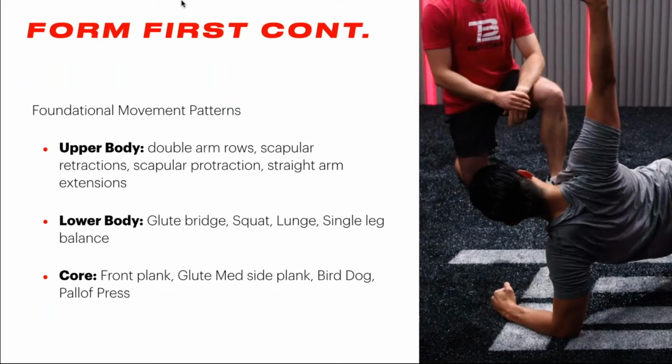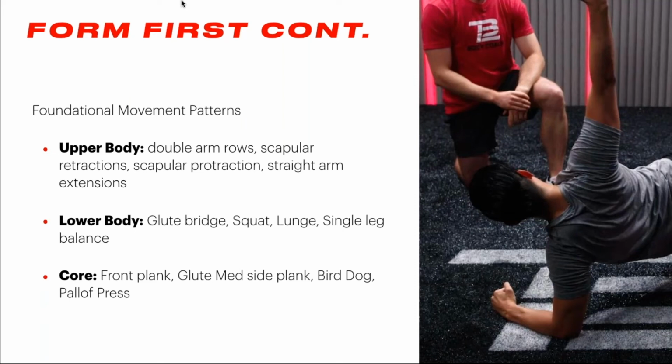If it's upper body, it's going to be looking at double arm rows and scapular retractions for scapular engagement. Are we looking at scapular protraction and being able to control the shoulder blade in that protracted movement? Is it straight arm extensions or overhead flexion? Are they able to upwardly rotate that shoulder blade and downwardly rotate that shoulder blade with the right musculature and not the compensatory movements of, let's say, the upper trap?